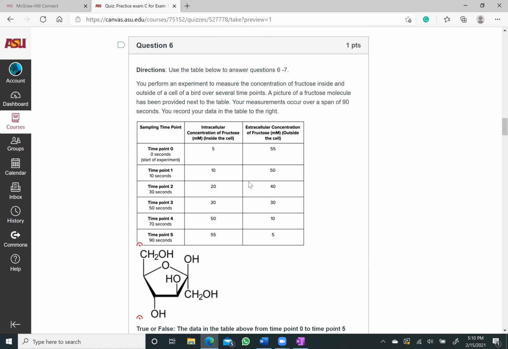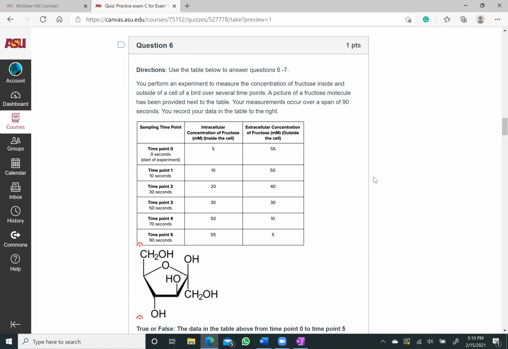So the first thing you should do when you see this problem is just kind of understand what's going on. If you look at time point 0, you can see that there's a lot more outside the cell than there is inside. Then skip down to time point 3, and you can see they're equal. So let's say time point 3 was the last marked thing we did. This would just be a simple diffusion or something like that because it gets to equilibrium and it stays there.